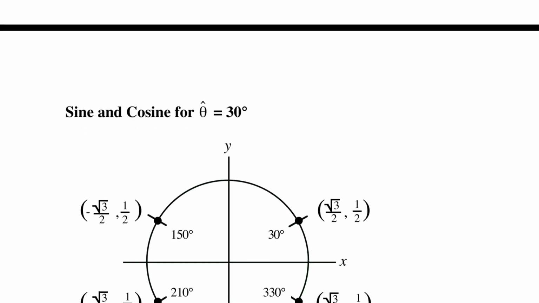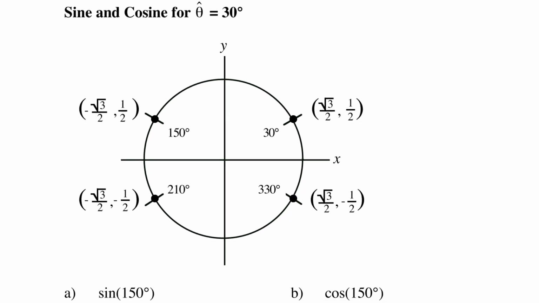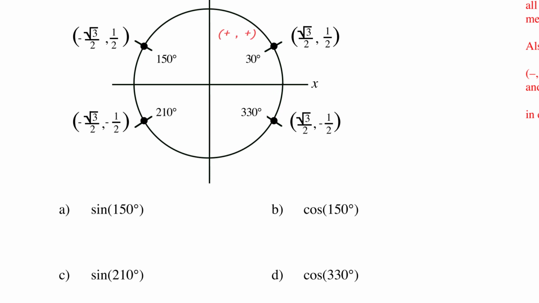Let's apply this around the unit circle in other quadrants. We can see here that we have all 4 related angles together that have theta hat equals 30 degrees. And you can see the ordered pairs that are already there. You can see how in quadrant 1 they're both positive, and in quadrant 2 the x is negative and the y is positive. In quadrant 3 they're both negative.